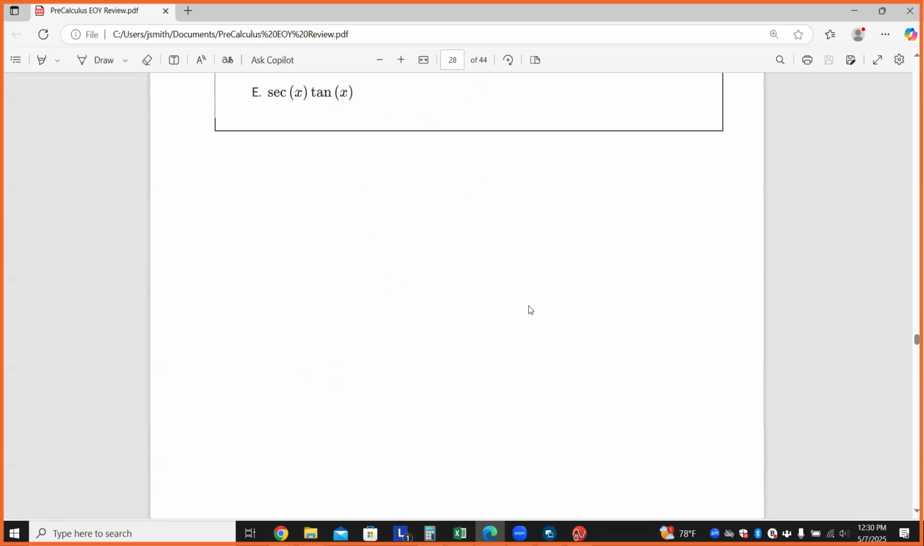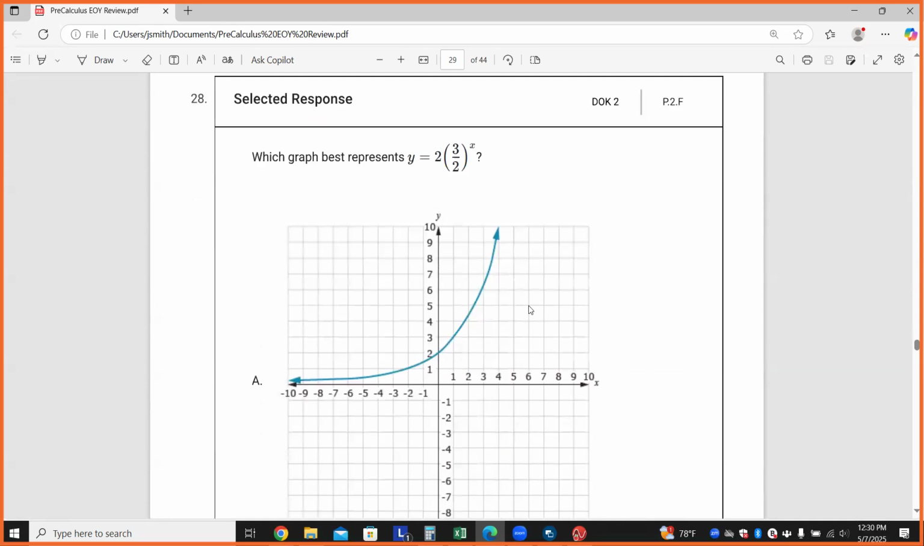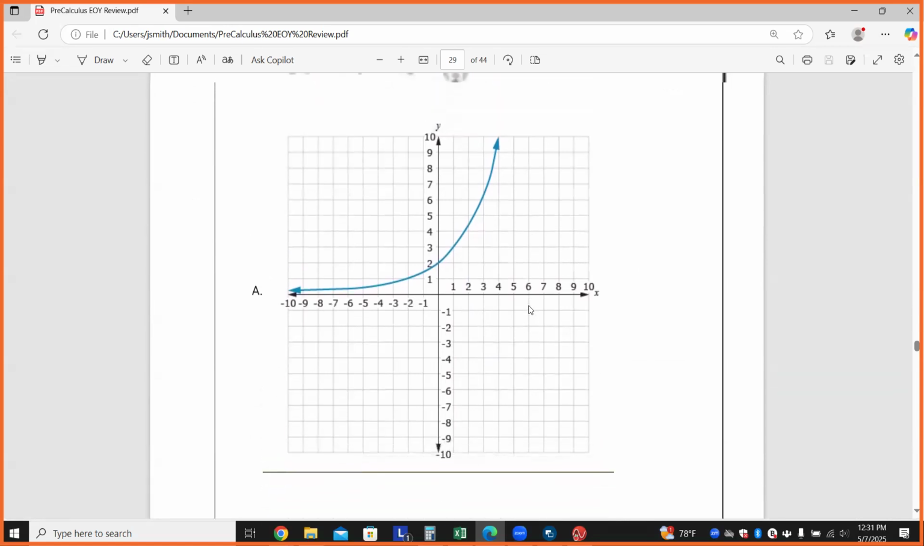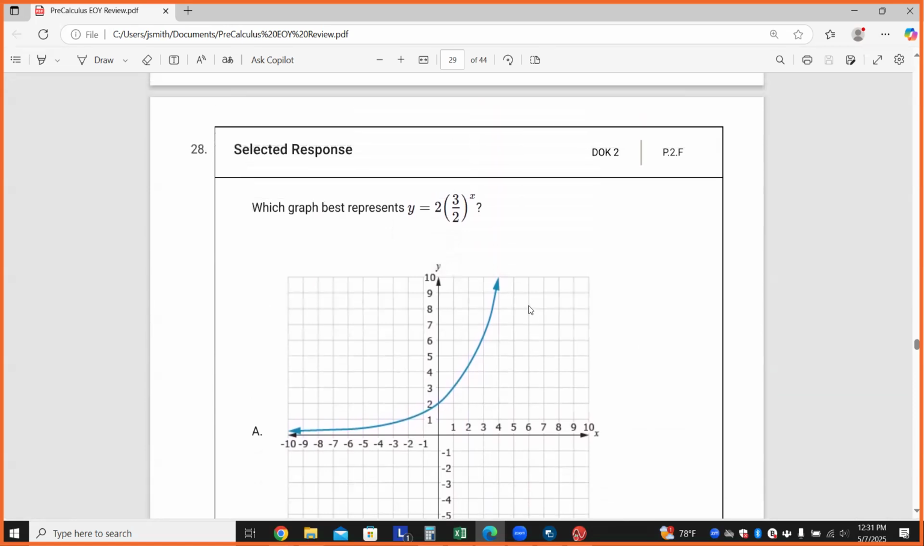All right. Number 28, I have a graph. What do you think I'm going to do? Just graph it and then just see which one looks like it. That's it. So these are the ones you should definitely get correct.